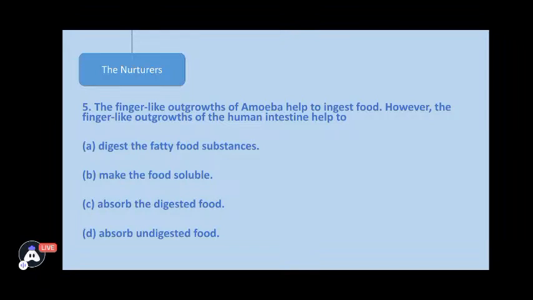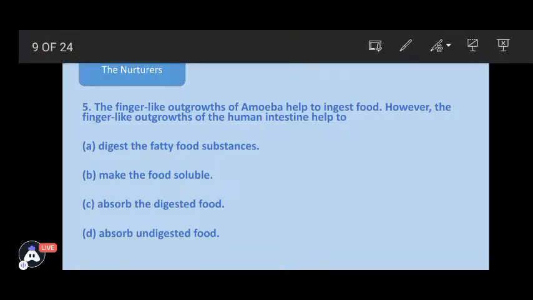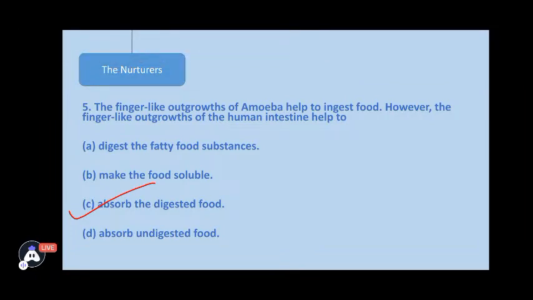So here are the four options. Think about it. First, they digest the fatty food substances. Second, they make the food soluble. Third, they absorb the digested food. Or fourth, they absorb undigested food. What is the main function? Yes, the finger-like projections in the human intestine are used to absorb the digested food. That's the correct option.